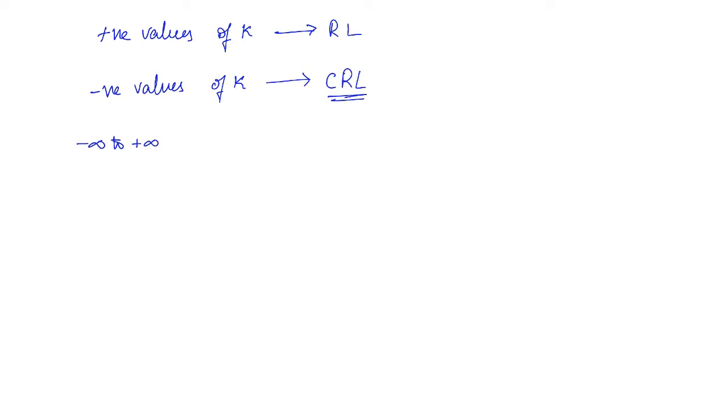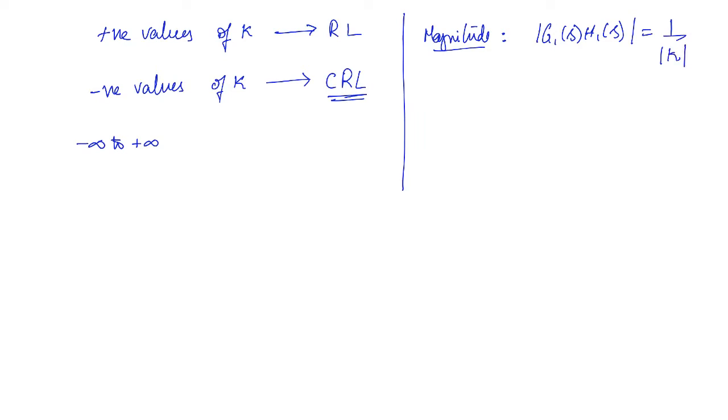Previously, before we discussed the construction of the root locus, we saw two conditions. What were the conditions? One was the condition of magnitude. This is just for revision. The mod of g1 of s into h1 of s is equal to 1 by mod k. This was the condition on magnitude. And the condition of angle was that the angle of g1 of s into h1 of s is equal to (2i plus 1), that is, odd multiples of pi or 180 degrees. So this is for the positive values of k.